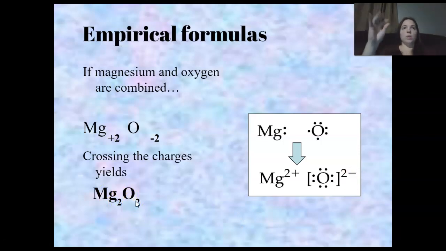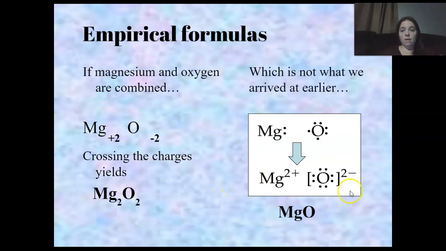But because just like in math, they can be divided, they can be reduced by the same number, not one, but a different number, you can reduce it to an empirical formula. So instead of having Mg2O2, because the 2's cancel out, I'm left with MgO, or magnesium oxide.